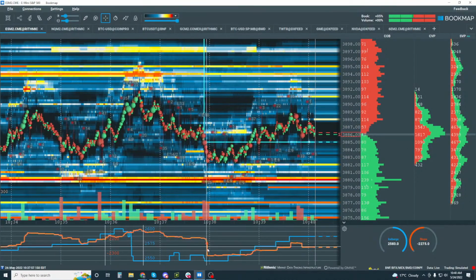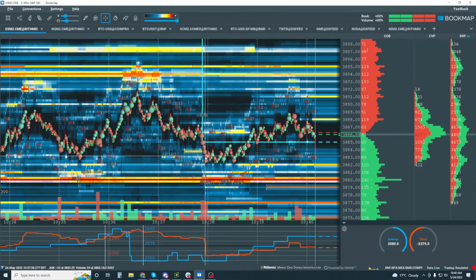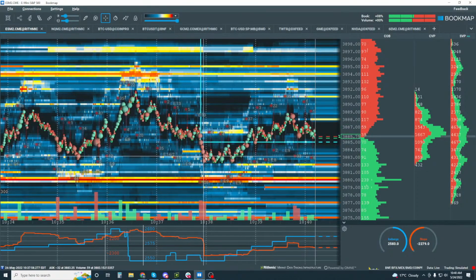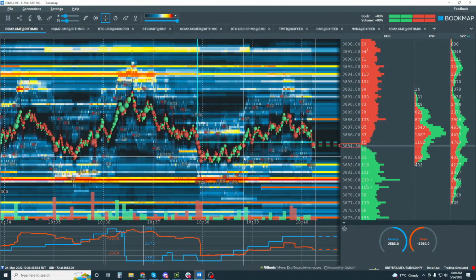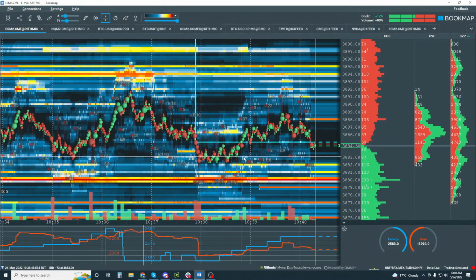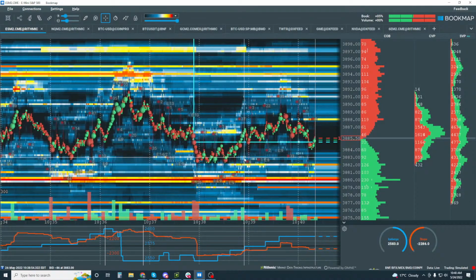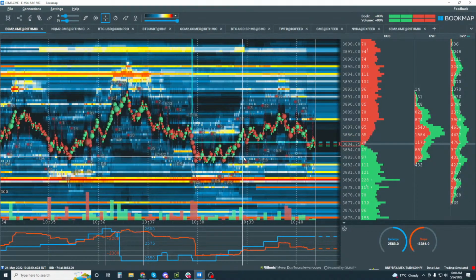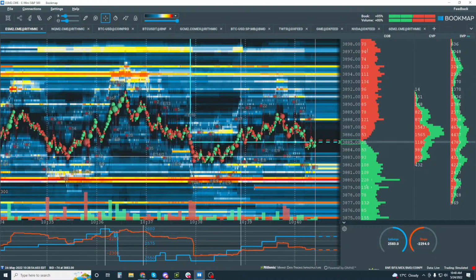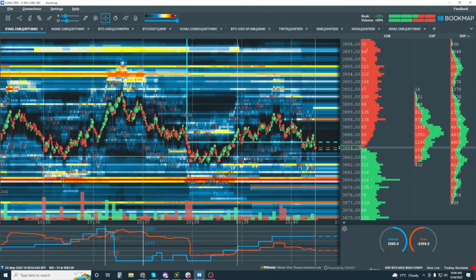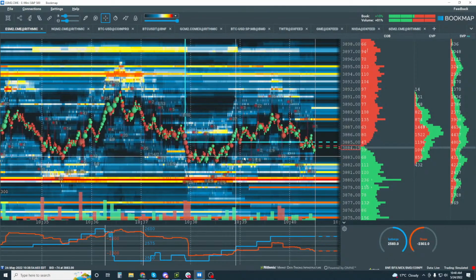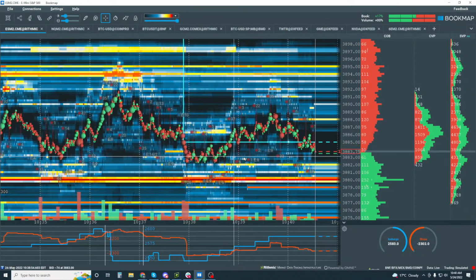Okay, we got a nice stop run in here too. Oh yeah, Robert, I make my entries and exits based on the heat map. Yeah, tremendously.